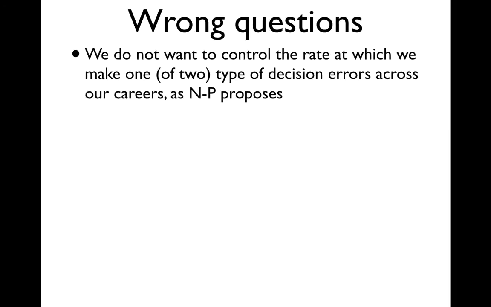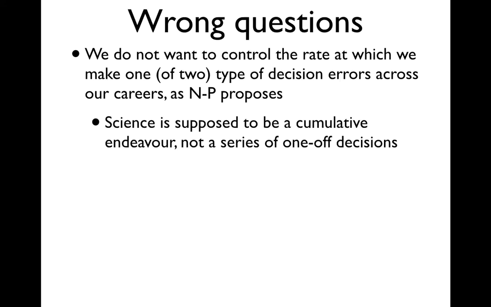So we don't want to control the rate at which we make one of two possible types of decision errors across our careers, as Neyman-Pearson proposes. Science is supposed to be a cumulative endeavor, not a series of one-off decisions.